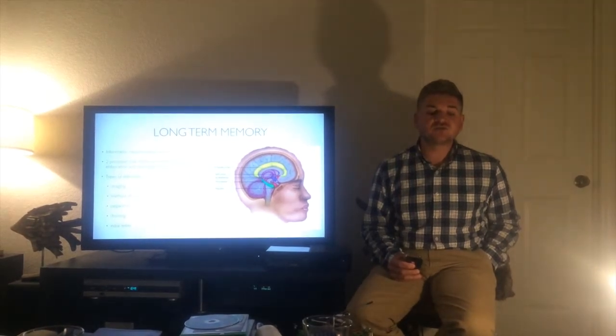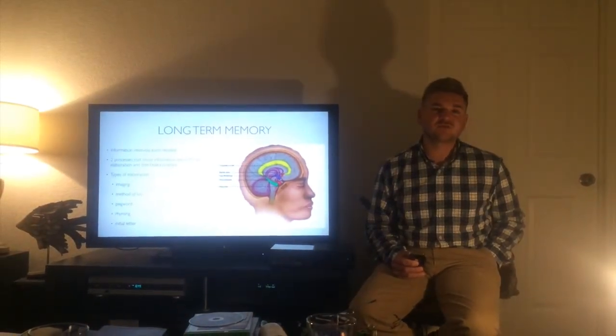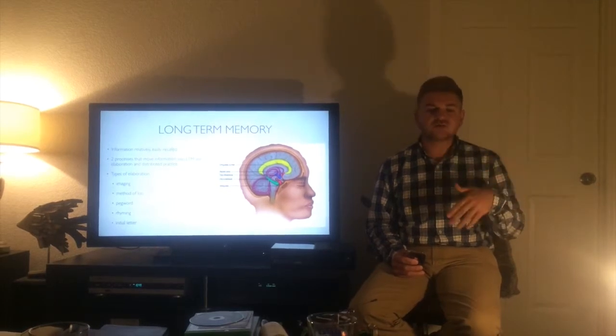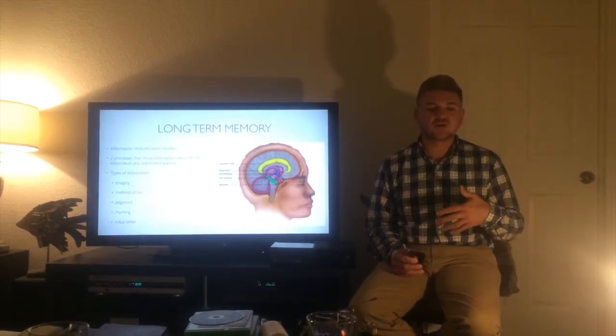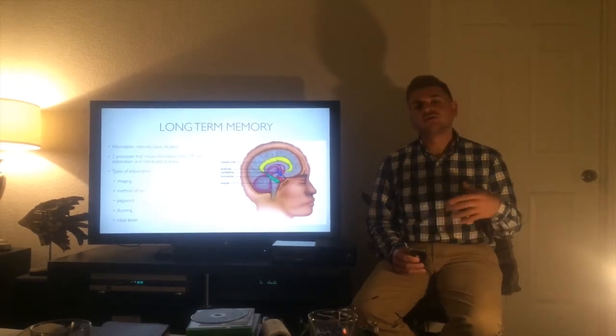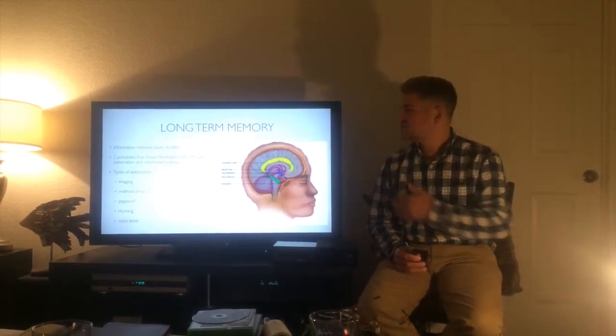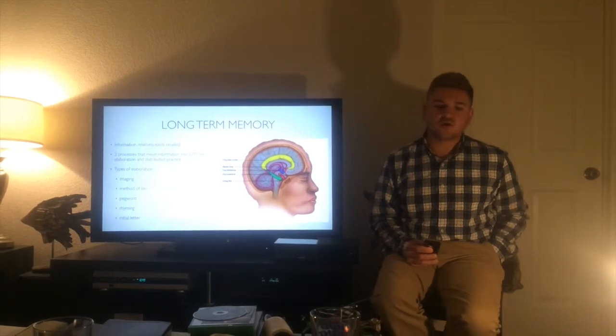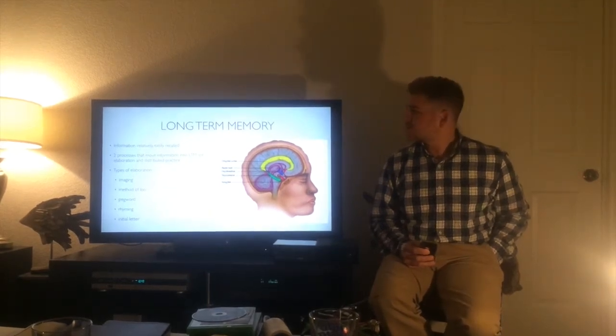And finally, initial letter. This is the first letter of each word in a list that's used, so you can make an acronym out of it. These are the types of things that you could use to encode something into your longer term memory.